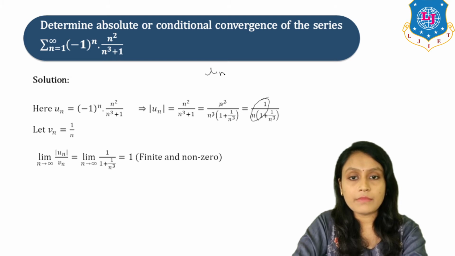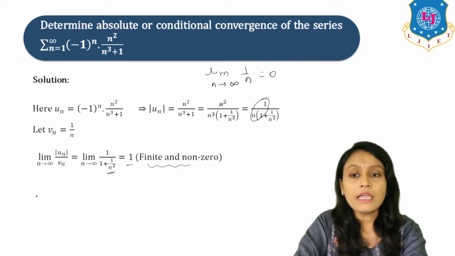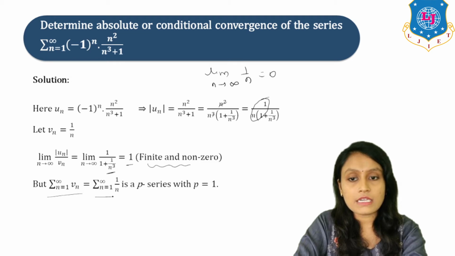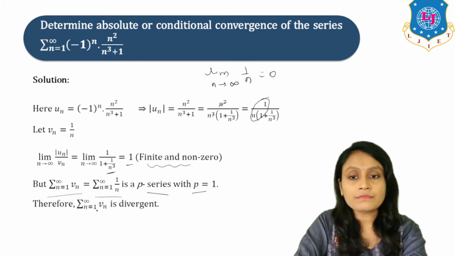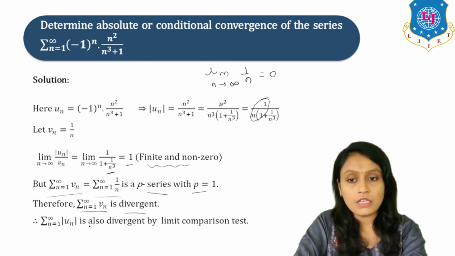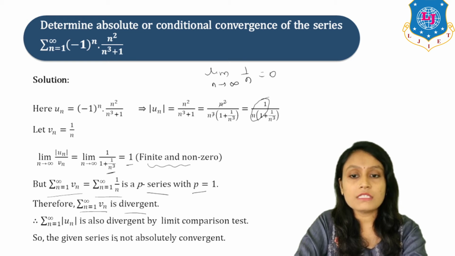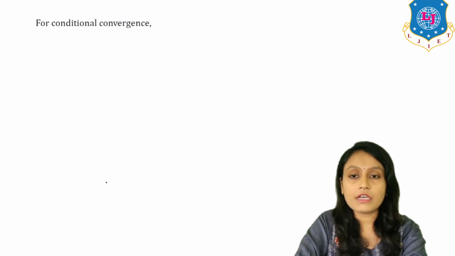We know that the limit as n tends to infinity of 1/n is equal to 0, so this term is 0. What remains is 1, which is a finite and non-zero term. And the series Vn, that is the series Σ1/n, is a p-series with p equal to 1. So we can say that the series Vn is divergent by the p-series test. Therefore the series Σ|un| is also divergent by the limit comparison test. So the given series is not absolutely convergent. Now we will check whether it is conditionally convergent or not.